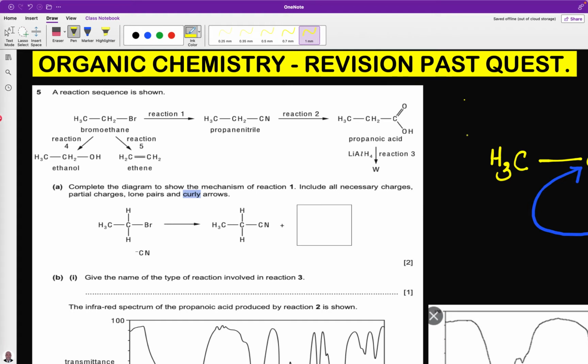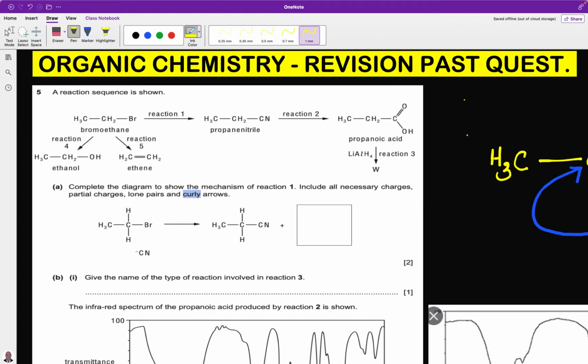Then, what happens in an SN2 mechanism? SN2 means nucleophilic substitution bimolecular. It means that there are two reacting species involved in the rate determining step. Here there is the bromoethane and there is the cyanide ion that are really involved in this reaction. It is an SN2 mechanism because there are two reacting species.